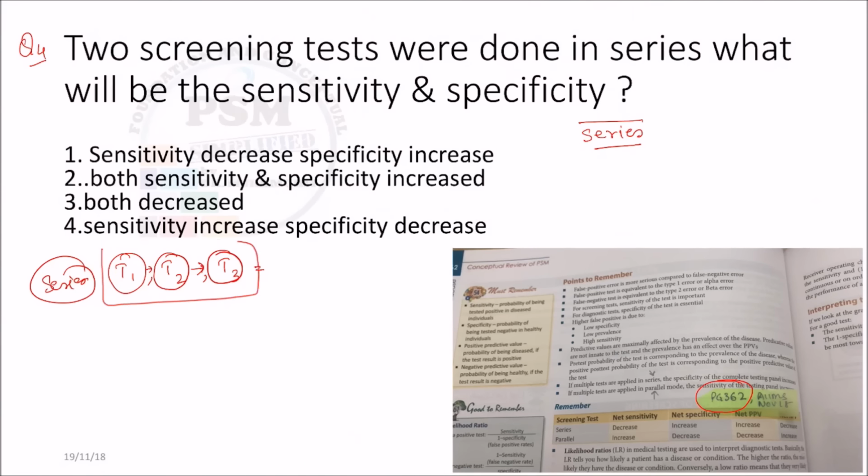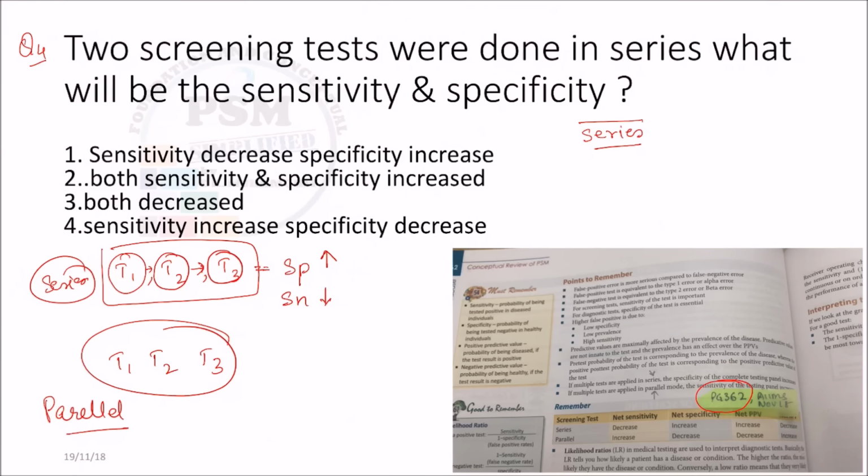be dropped. But in case you take test 1, test 2 and test 3 all together at the same time, that is, you are deploying them as tests in parallel, the sensitivity would increase and specificity would probably decrease. So having kept this in mind, the 2 screening tests were done in series. What will be the sensitivity and the specificity? In tests in series, the sensitivity decreases and specificity increases, that is the right answer. So I'll go with option number 1.